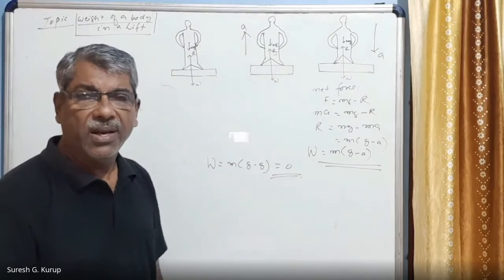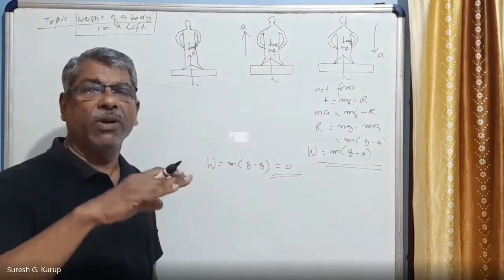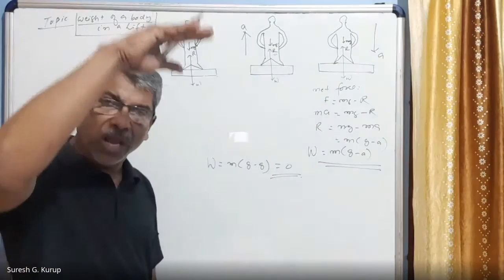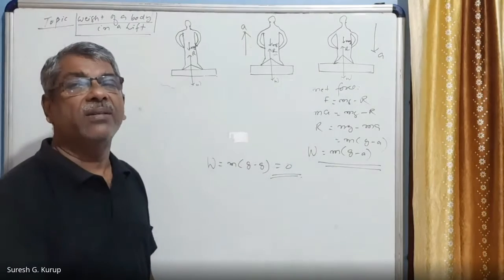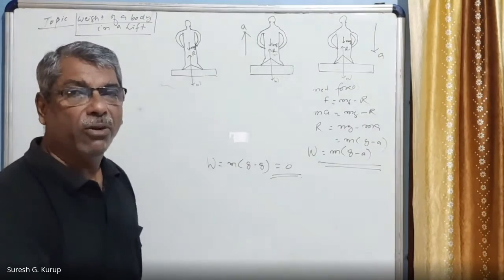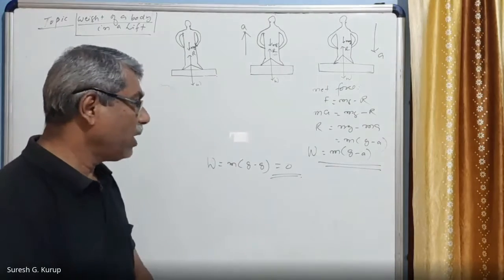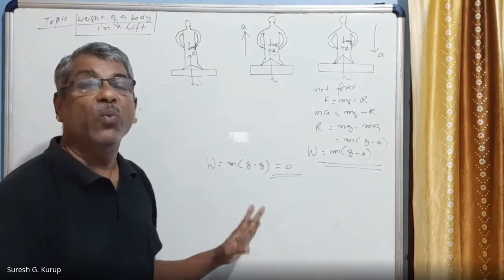Weightlessness means suppose a person is standing on the platform of a lift and the lift string all of a sudden breaks and the platform is coming down freely. That means the acceleration of the lift platform is equal to the acceleration due to gravity only. That means a is equal to g. Then the person feels weightlessness.